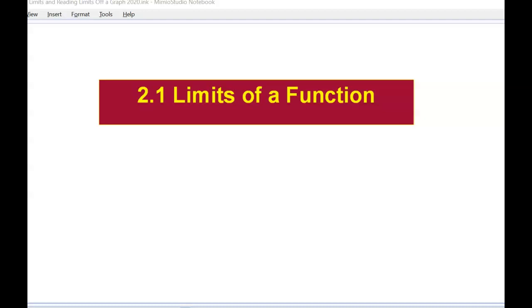In section 2.1, we are going to talk about limits of a function. And to introduce limits, we're going to reference a quick video on the Khan Academy.